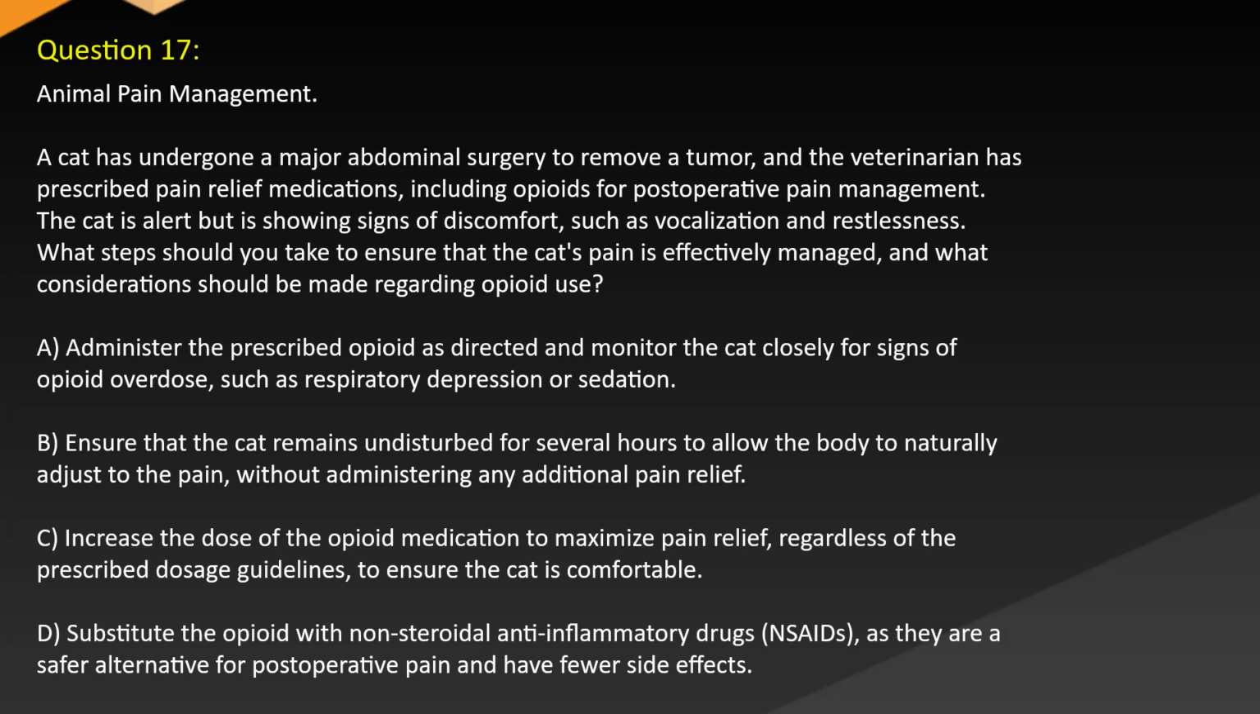A. Administer the prescribed opioid as directed and monitor the cat closely for signs of opioid overdose, such as respiratory depression or sedation. B. Ensure that the cat remains undisturbed for several hours to allow the body to naturally adjust to the pain without administering any additional pain relief. C. Increase the dose of the opioid medication to maximize pain relief, regardless of the prescribed dosage guidelines, to ensure the cat is comfortable. D. Substitute the opioid with non-steroidal anti-inflammatory drugs, NSAIDs, as they are a safer alternative for postoperative pain and have fewer side effects.